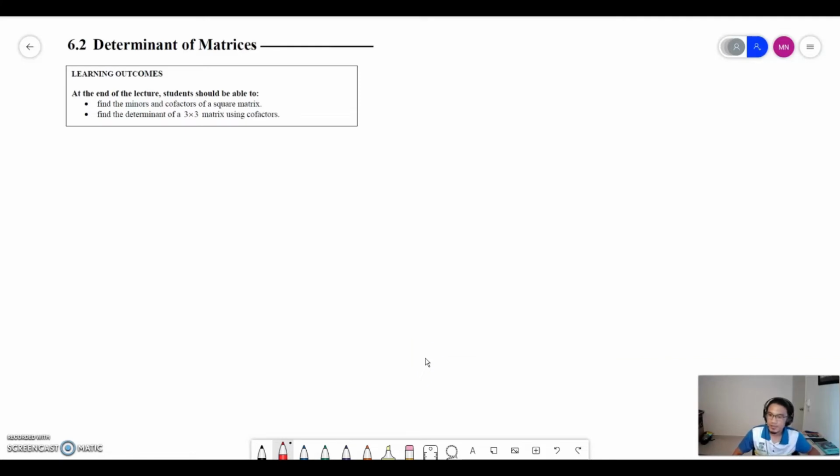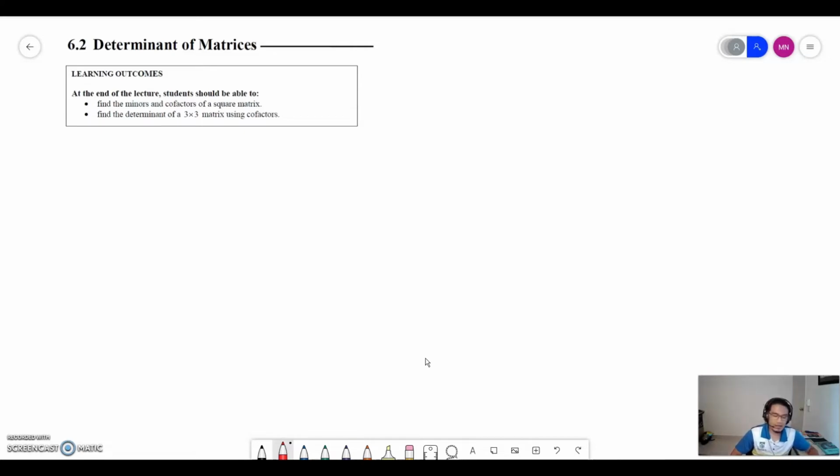Okay, so this video is to study about the determinant of matrices. So the learning outcome: students should be able to find the minor and cofactor of a square matrix. Then find the determinant of a 3 by 3 matrix using cofactors.